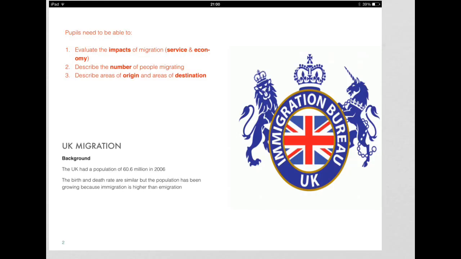This video was designed to talk you through the UK migration case study. If you look at the red text on the first page of your ebook, you'll see that you need to evaluate the impacts of migration into sections, that's service and economy. You also need to be able to describe the number of people migrating, and you need to be able to describe their areas of origin and their areas of destination.